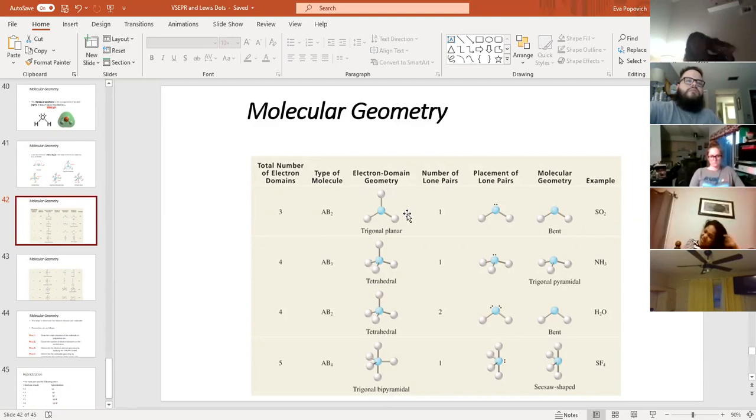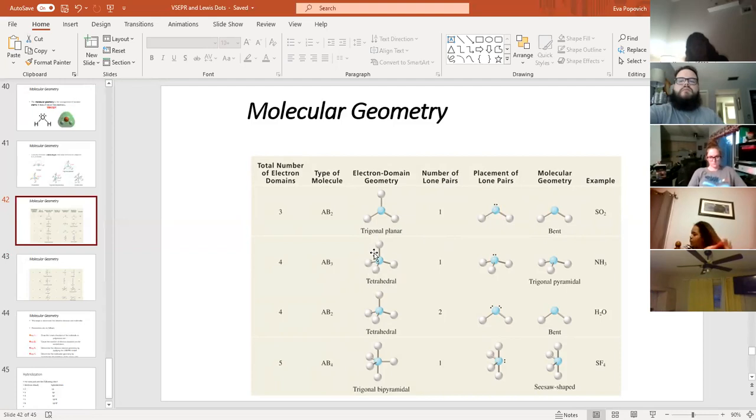The other thing about having a lone pair is I can't see electrons. All I can see are the atoms. And if I replace one of these atoms by a lone pair, all I can see is the white ball to the blue ball to the white ball. Something that looks like a bent geometry.